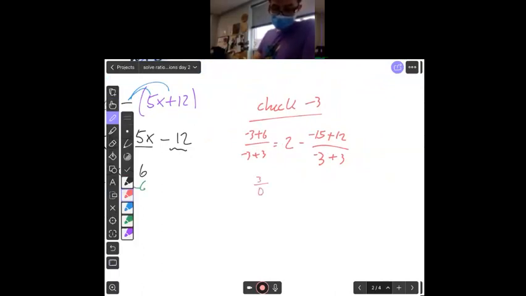That should set off a little warning light in your head. 2 minus something, so negative 15 plus 12 is negative 3. And negative 3 plus 3 is 0 again. So as soon as we see one of these, that's all that matters, but there are two of them. So we're not allowed to plug negative 3 in because negative 3 makes the denominator 0. Divided by 0 does not exist. So since this is undefined, that means our answer is actually extraneous.